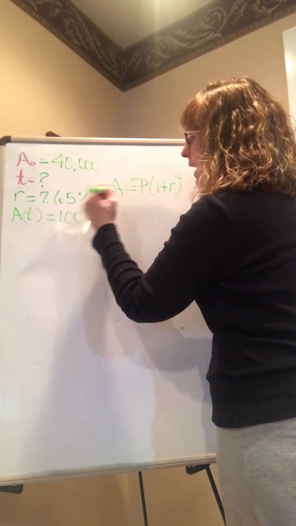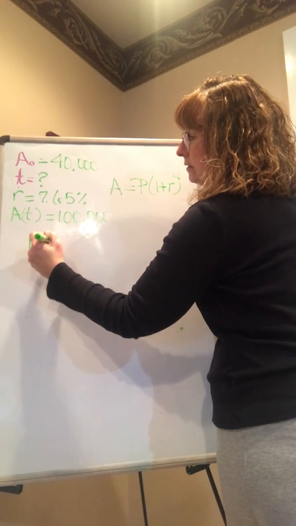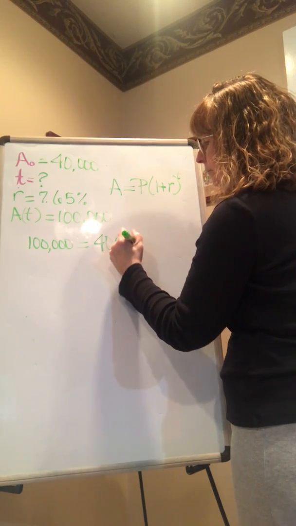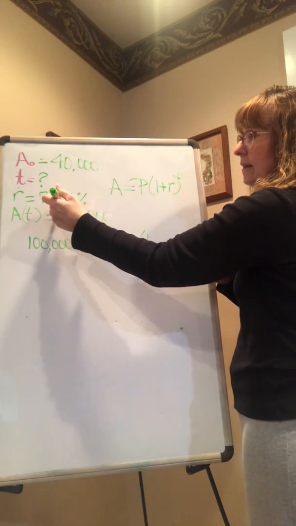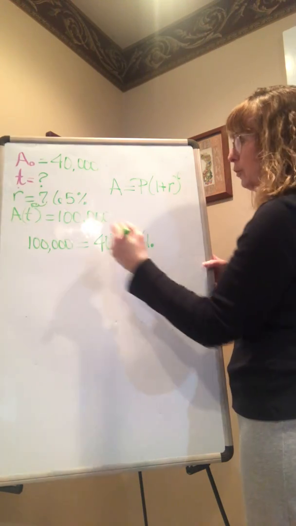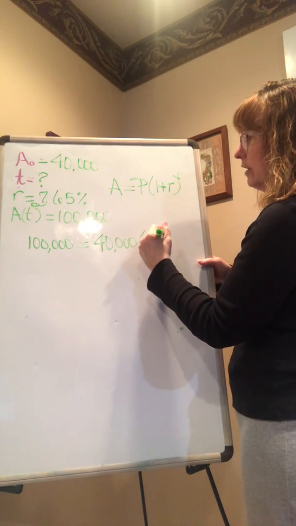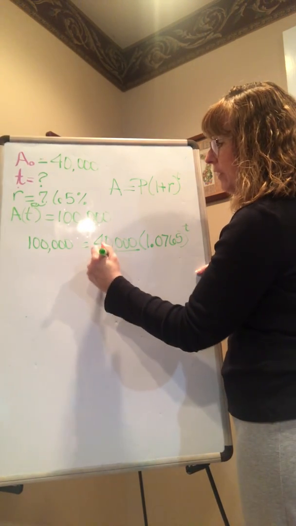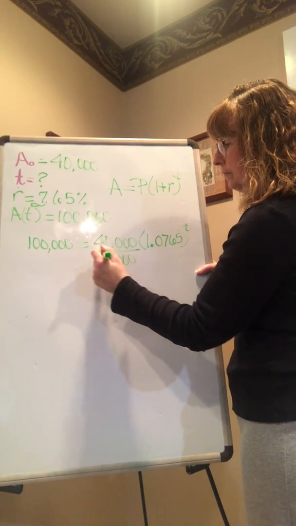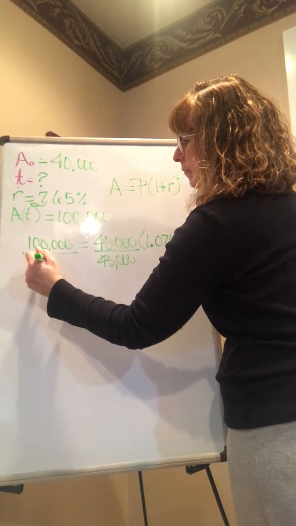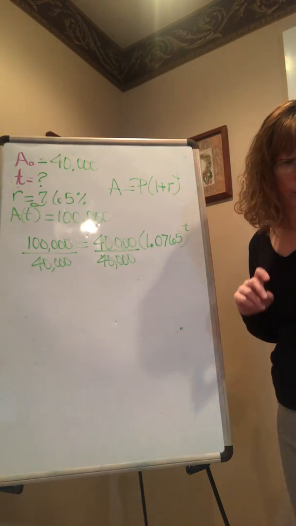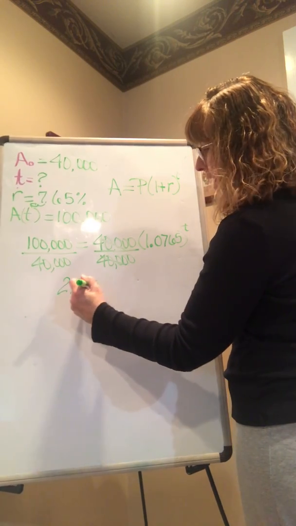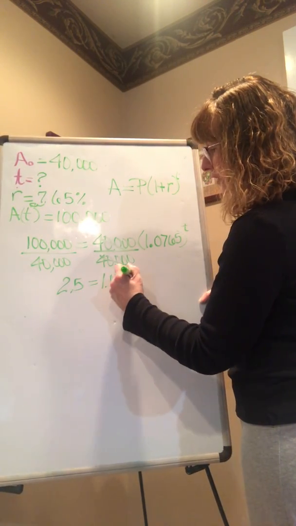So now the amount is $100,000. The original principal was $40,000. 1 plus this, decimal move, remember, 2 times, 1.0765 raised up to the time. So we have to divide by the 40,000. And when we do that, we end up with 2.5. And that's 1.0765 to the time.